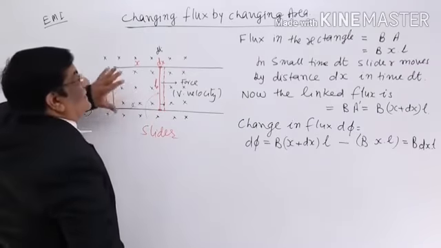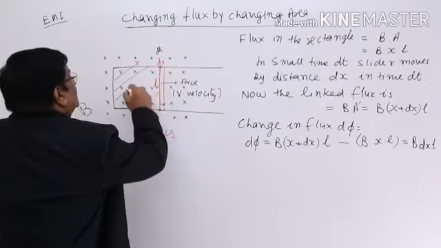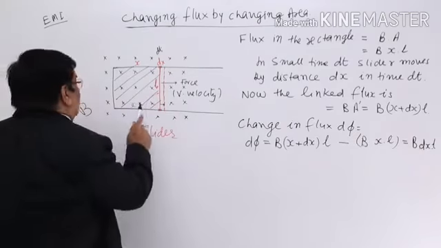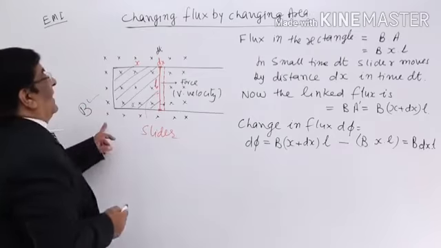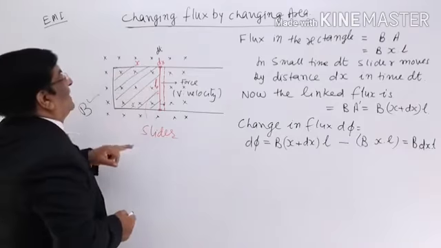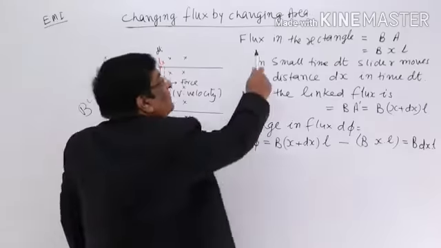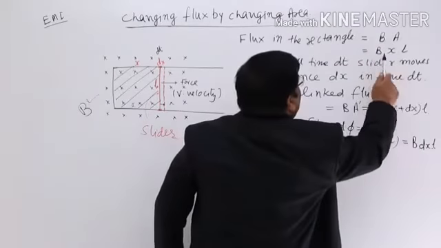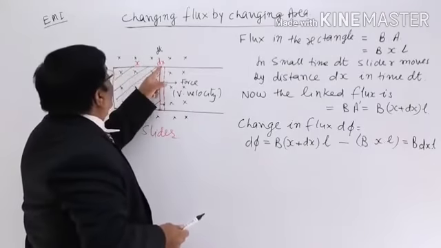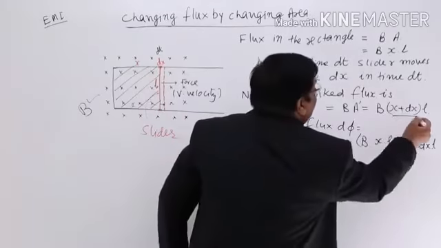Now, what is happening here? Initially, what was the flux linked to this area? The answer is magnetic field strength B multiplied by area. Area is width into length, x multiplied by L. So the flux in the rectangle is B into area, BxL. But when we push it, this length becomes x plus dx, and the area becomes x plus dx into L.